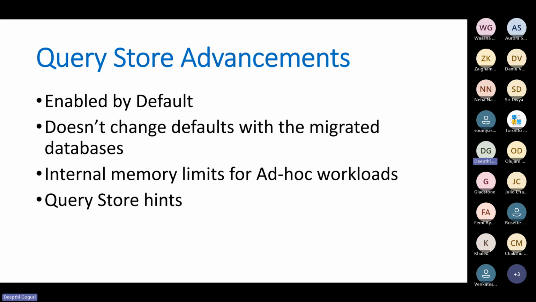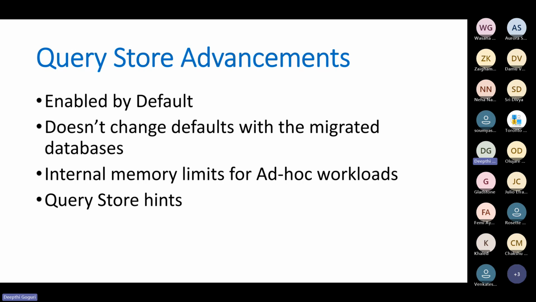And with SQL Server 2022, they have actually made some internal memory limits for the ad hoc workloads. Previously, there was no limit for the ad hoc workloads. You know ad hoc workloads, right? The query is not a stored procedure. It is like an ad hoc query where the query IDs change all the time, and that will actually fill up your query store very quickly, and your query store can go to the read only mode once it gets filled. So to address that problem, Microsoft has actually created a memory limit for these ad hoc workloads.